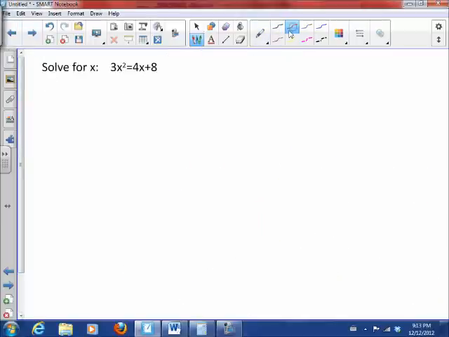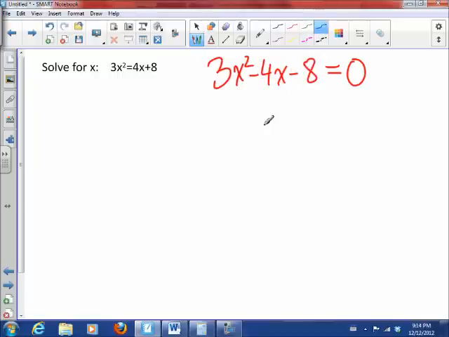In this example, I don't have standard form yet. What I have to do is have one side equal 0. The way to do that is to move all these terms over to the other side. So that means I'll have 3x squared minus 4x minus 8. Now we're going to write out our formula again.